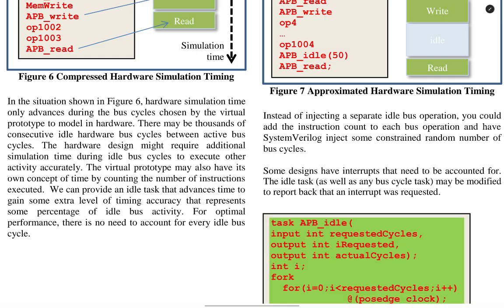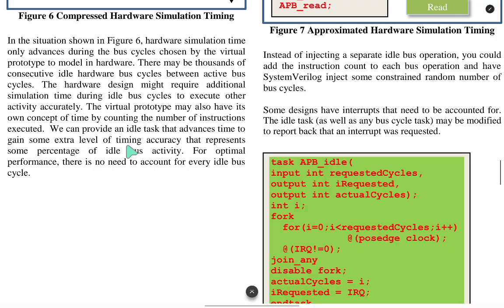The virtual prototype may also have its own concept of time by counting the number of instructions executed. We can provide an idle task that advances time to gain some extra level of timing accuracy that represents some percentage of idle bus activity. For optimal performance, there is no need to account for every idle bus cycle.